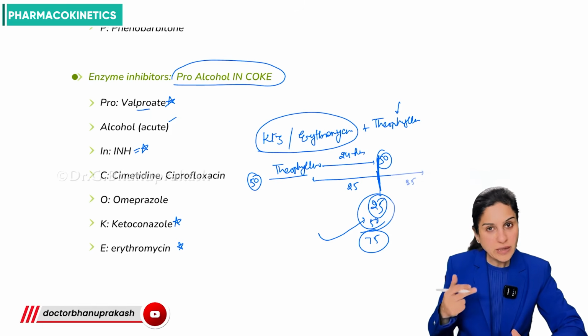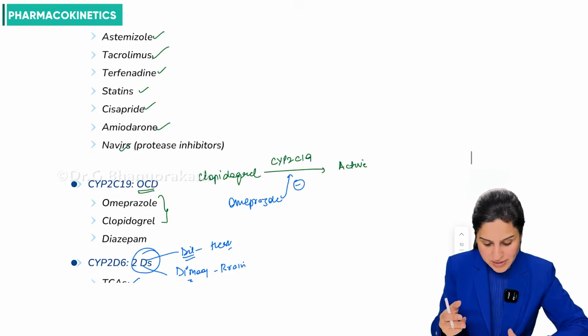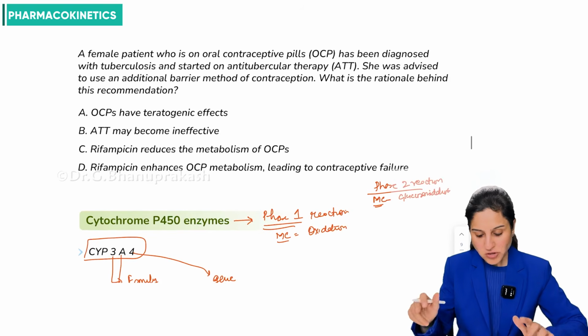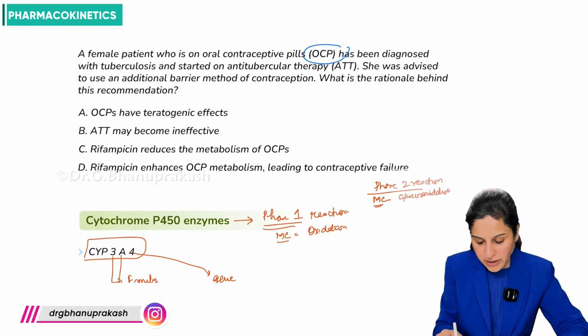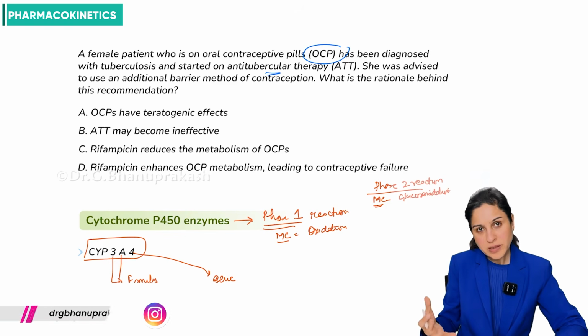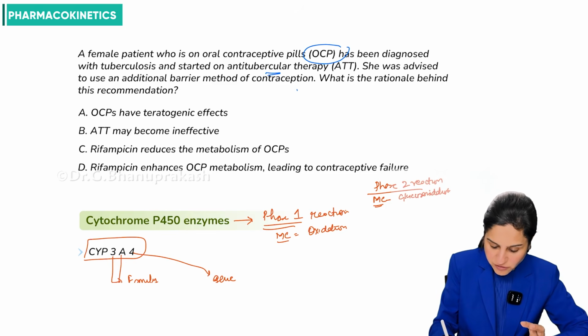So with this knowledge in the back of the mind, now let's go back to the question which was asked here. A female patient who's on an oral contraceptive, right? So we did this example. She was started on anti-tubercular therapy. So what is the rationale behind this therapy? Basically, most probably in the anti-tubercular therapy, because those are mostly enzyme inducers, they are talking about rifampicin.